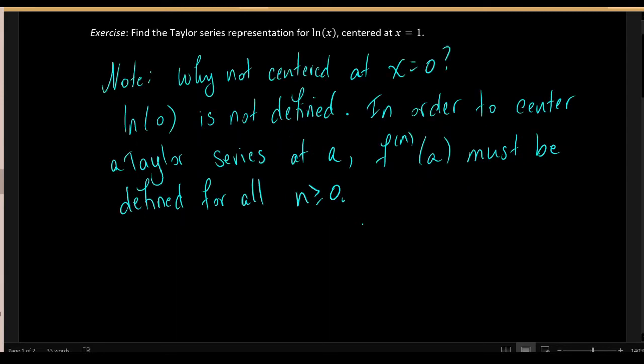Alright, so the 0th derivative, the original function, is undefined at 0, which means centering the function at x equals 0 is not appropriate. So instead, we're going to choose the next simplest number, which is x equals positive 1.